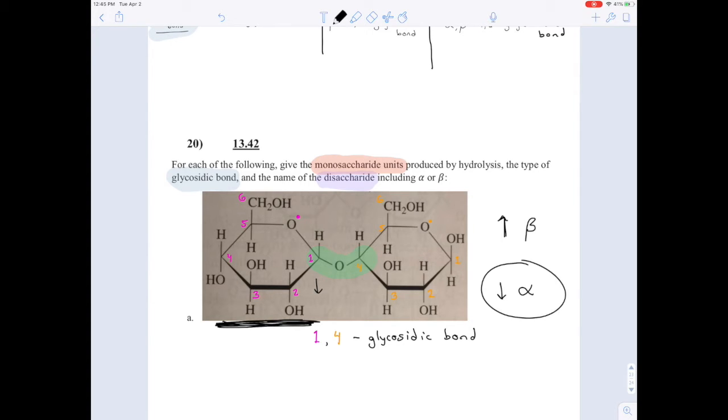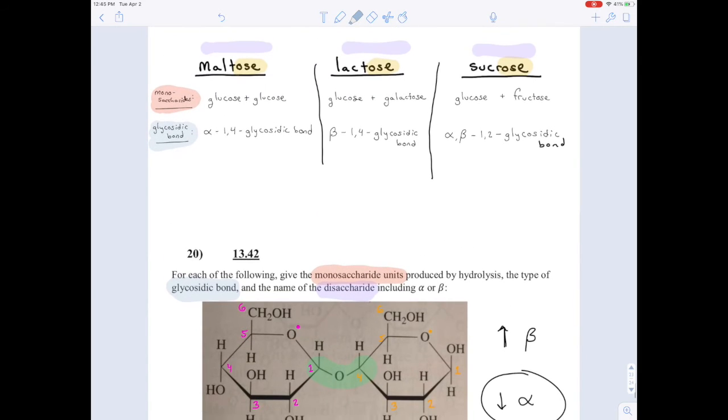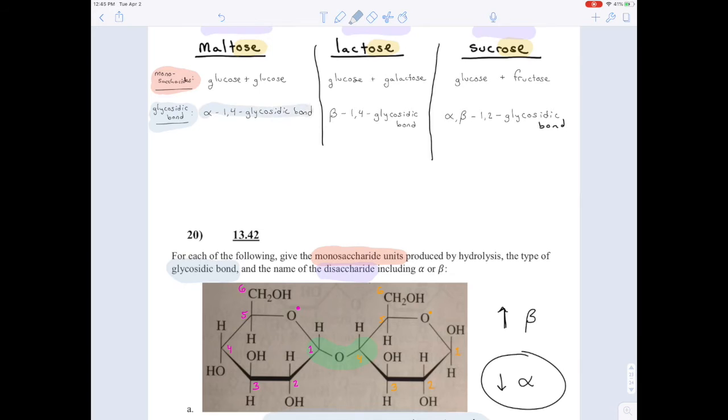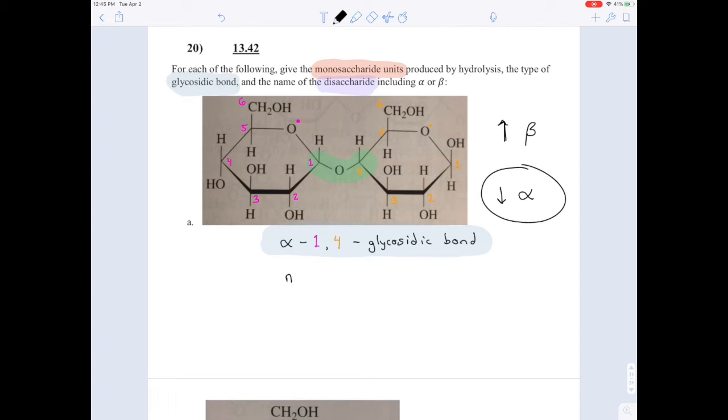Because it's going down, this is going to be an alpha glycosidic bond. So altogether, this is an alpha 1,4 glycosidic bond. That answers one part of this three-part question: what type of glycosidic bond we have. But from that, we can get everything else, because you would refer back to this table, which you would have memorized, and you would see that there's only one of these disaccharides that has an alpha 1,4 glycosidic bond, and it is maltose. So this disaccharide has to be maltose.